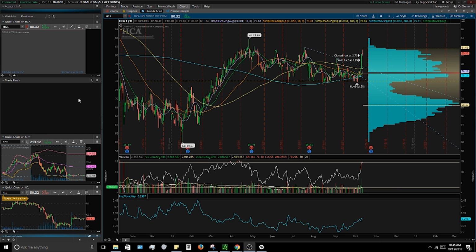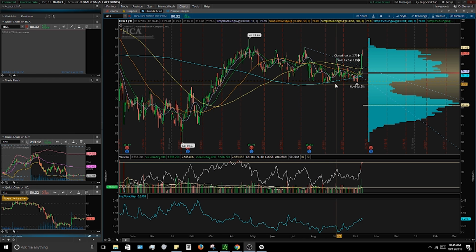Anyways, getting back to the point with the TTF here, the main goal of our chat room is analyzing this information and essentially building a thesis of why we should put on a trade or not. And that's very important when you trade, to build a thesis. But anyways, let's get back to HCA here.